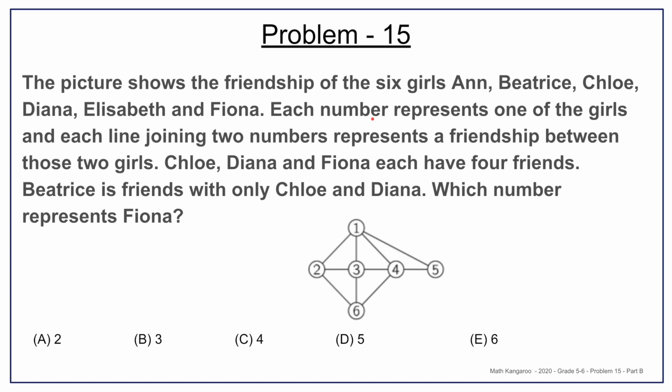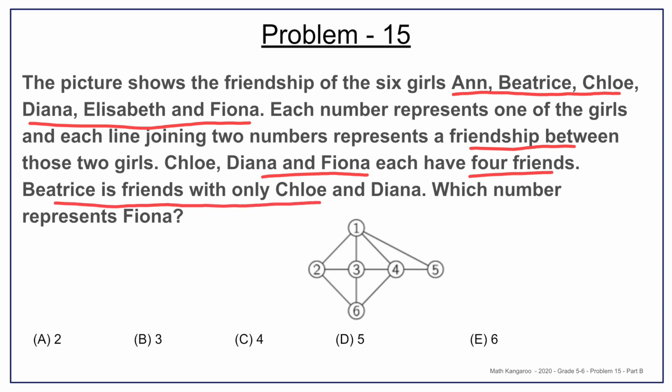Problem 15. The picture shows the friendship of 6 girls: Patricia, Chloe, Dinah, Elizabeth, and Fiona. Each number represents one of the girls and each line joining 2 numbers represents a friendship between these 2 girls. Chloe, Dinah, and Fiona each have 4 friends. Patricia is friends with only Chloe and Dinah. Which number represents Fiona? These are our options.